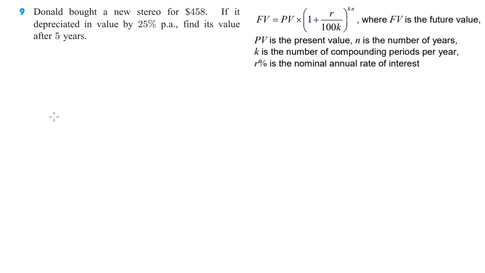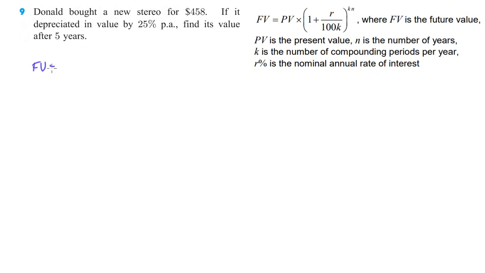All right. Next one, number 9. Donald bought a new stereo for $458. If it depreciated in value by 25% per annum per year, find its value after 5 years. Okay, so we can still use this formula. I think it can make life a little bit easier this way. So bought it for $458. That's the present value. He's trying to figure out how much it's worth in 5 years.